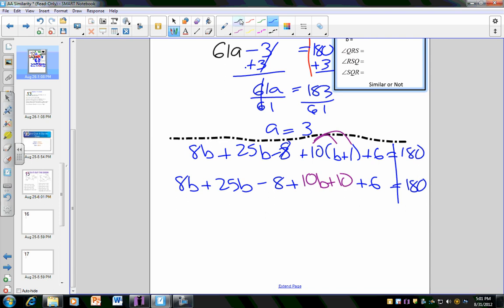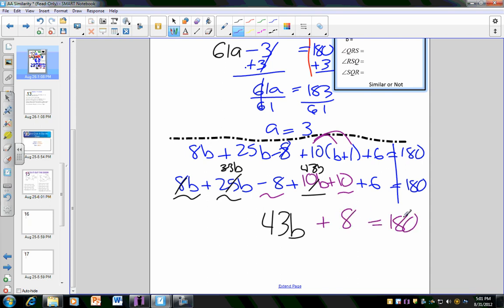Now, can I combine like terms? Yeah, I can. 8B plus 25B is 33B. I'm going to cross those out since I've used them. Plus 10B is going to give me 43B. Sorry about the ugliness there. It is 43B, and then I have negative 8 plus 10. Negative 8 plus 10 have different signs, so we subtract, so it's going to be 2 plus 6. 2 plus 6 is 8. 43B plus 8 equals 180. Subtract 8. I get 43B equals 172.